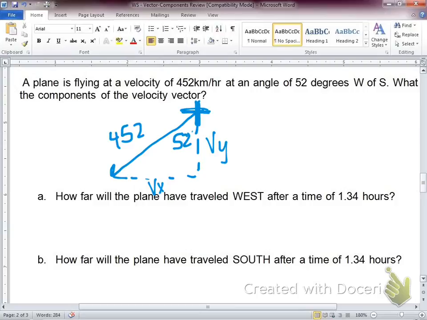Okay, so let's go ahead and break down and find those components if you haven't already. V sub x, we take our hypotenuse times sine or cosine. Sine. Yep, sine this time, because it is opposite of that 52-degree angle. So we have to be careful we don't give ourselves a rule that x is always sine or cosine, whatever. Okay, we have to be careful and look at that.